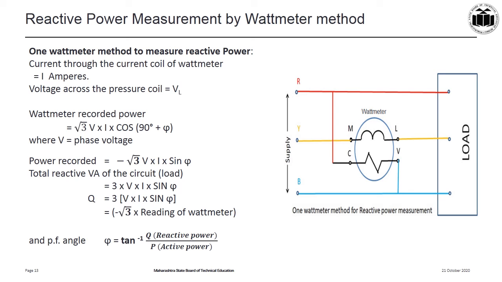Total reactive volt ampere of the circuit is 3 into V into I into sin phi. Again, where V is phase voltage, I is phase current and phi is the power factor angle. Now Q is equal to 3 into V into I into sin phi, which will give minus root 3 into reading of wattmeter. Power factor angle phi can be calculated as tan inverse of Q, that is reactive power upon P, active power.